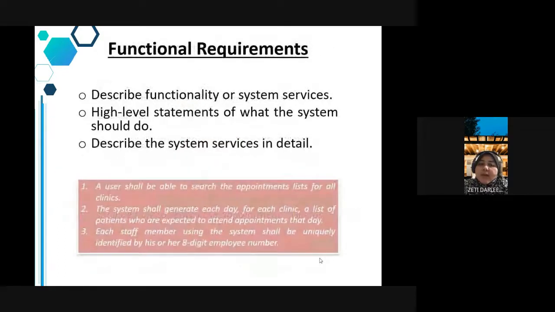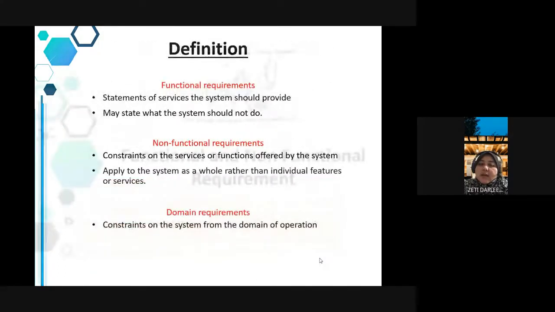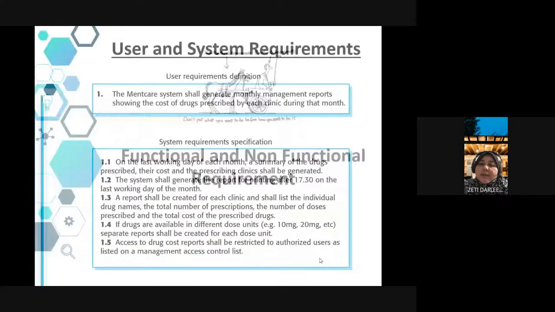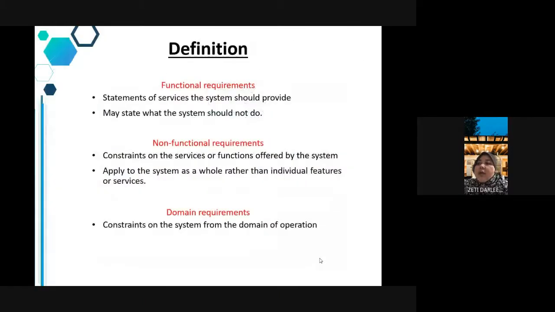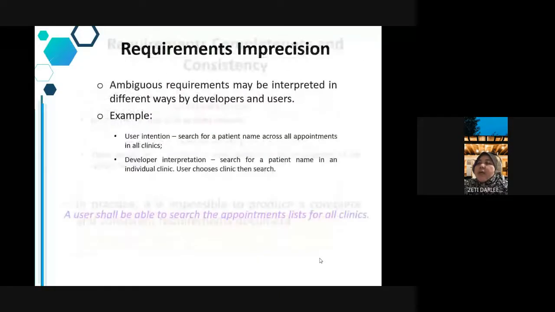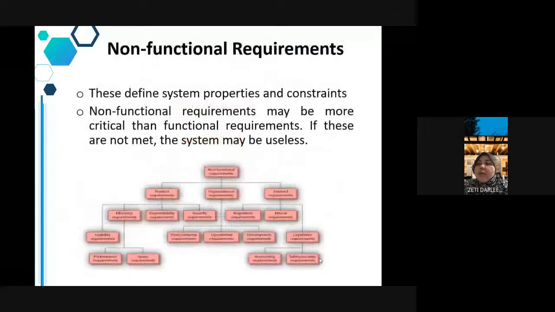If you can go back on the example here, 1.5 tu dia kata access to drug cost report shall be restricted to authorized users as listed in the management access control list. So you can only get the list that has been provided by the management. So kalau you tak buat, then it will affect more on the non-functional requirements.